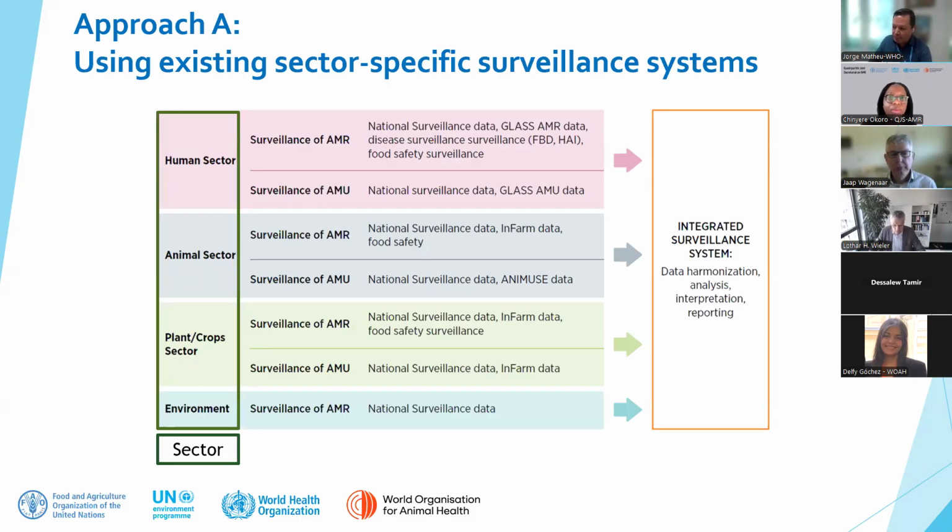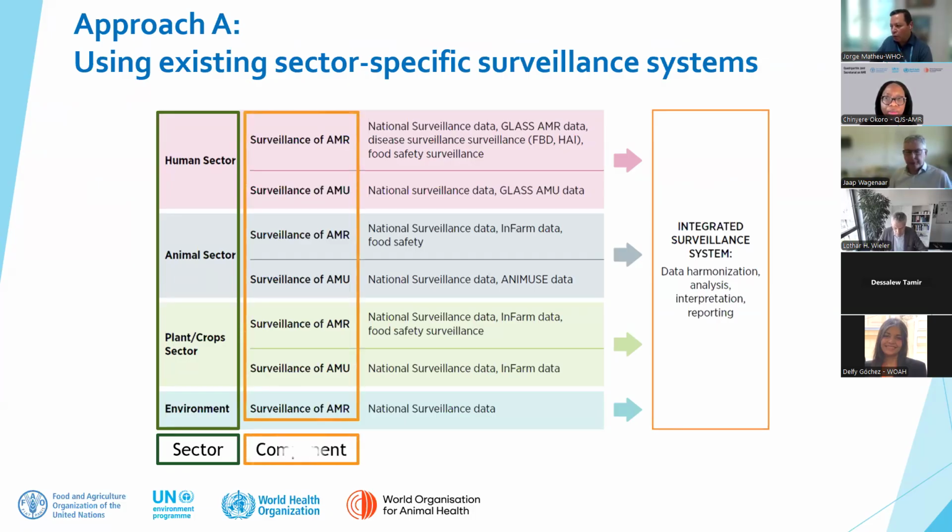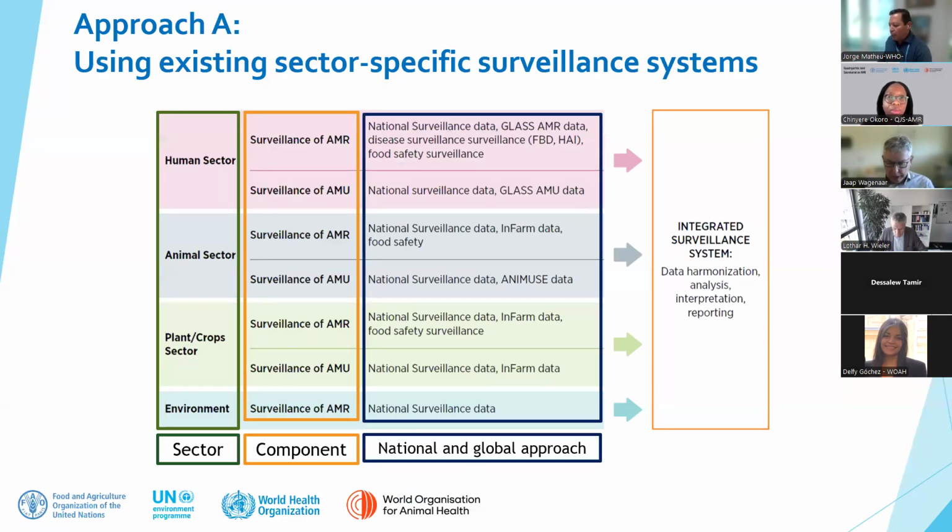in human sector, animal, plants, crops, environment, and including the two components, antimicrobial resistance and antimicrobial use. And maybe the country is already participating in the different global surveillance systems, GLASS, InFARM, or ANIMUSE. And from this approach, the country can establish the system. And the most important, as Jaap mentioned, is what exactly the system is going to bring: evidence to support the implementation of the national action plan, to bring evidence to impact and contain AMR at national level.